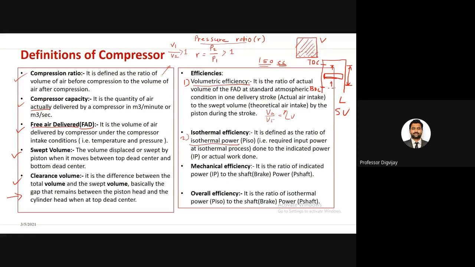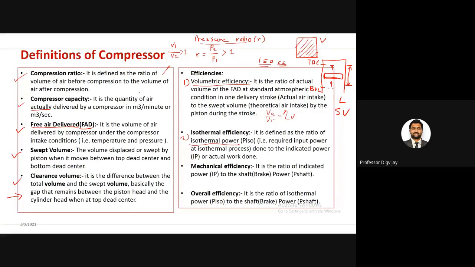So it is defined as the ratio of isothermal power, that is the required input power in the isothermal process, to the indicated power or the actual work done. If you take the ratio of this isothermal power to the actual work done, that will be isothermal efficiency. In this case, they are taking the ratio of how much actual work is being done on the air to the isothermal power required by the theory, the theory work, and that will be isothermal efficiency for isothermal processes.